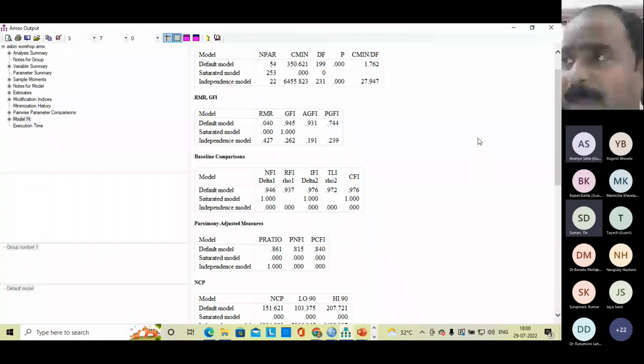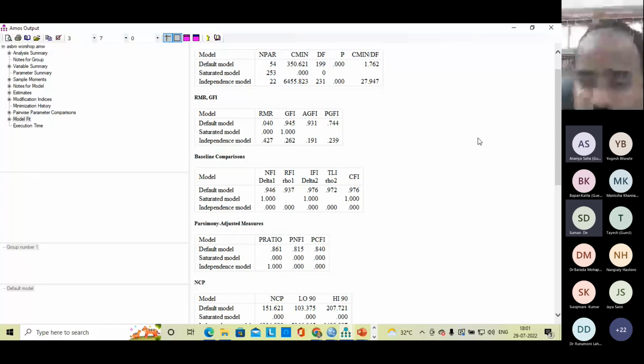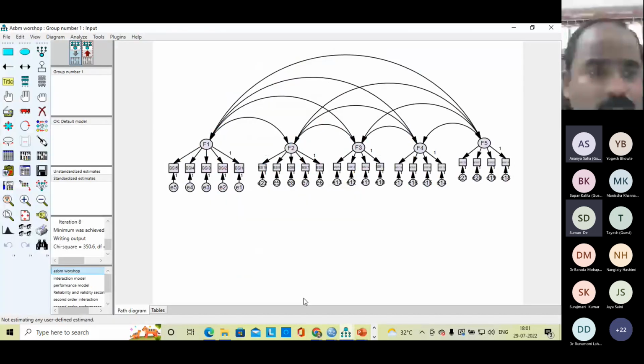At that time, the question is whether any error terms can be correlated or not. Some researchers propose whether any error terms can be correlated. Look at here, these error terms. Can these error terms be correlated or not? Now we will ask, why will you correlate the error terms? What is the logic behind it?